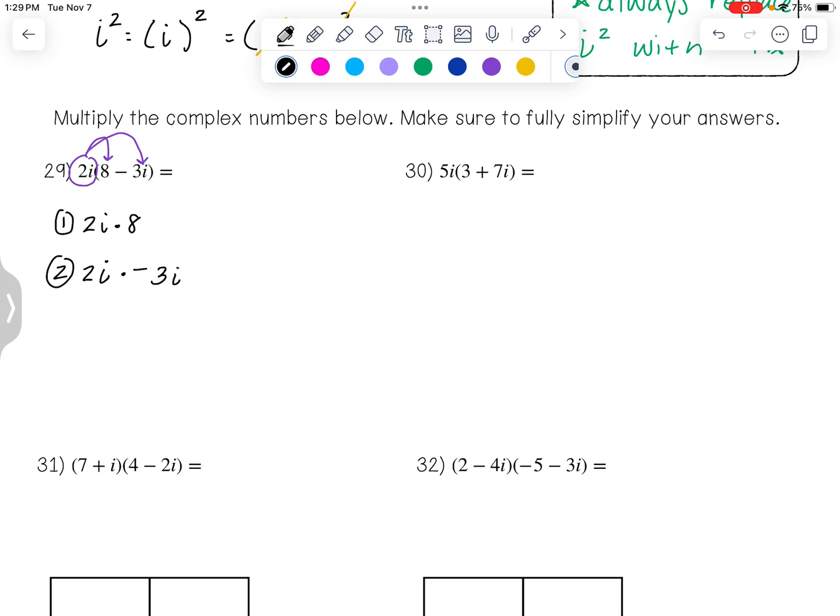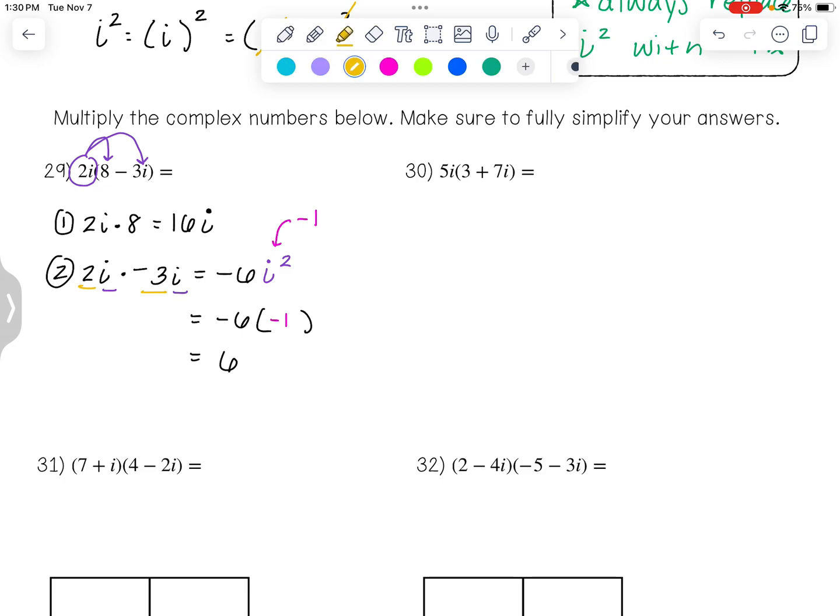So we know that 2i times 8, well, 2 times 8 gives me 16, and then I'm going to bring the i together. Down here, I can take 2 times -3, it's going to be -6, and then i times i, I'm going to get i squared. Now we know that i squared is really going to be equal to -1. So we're going to make this -6, we're going to change i squared to be -1, and we're really going to get -6 times -1, which is 6.